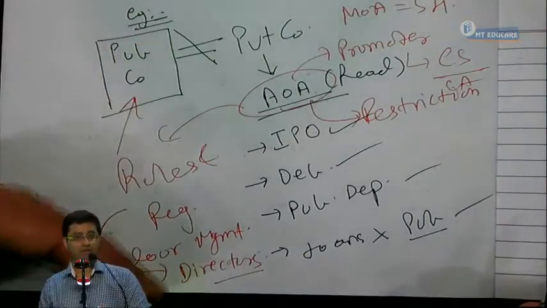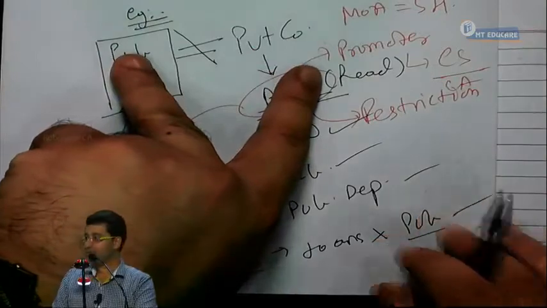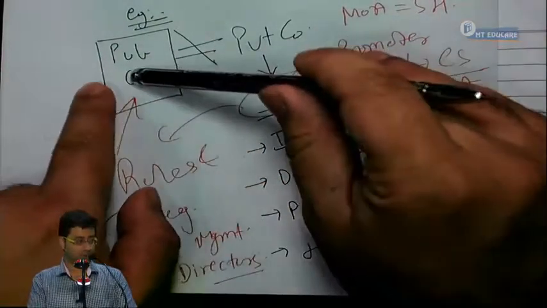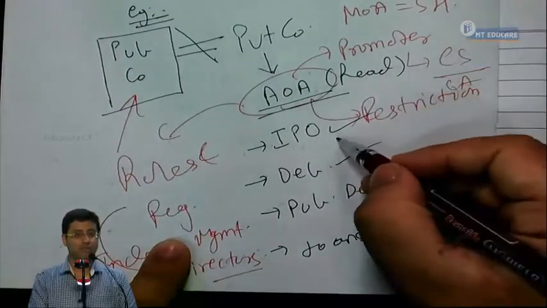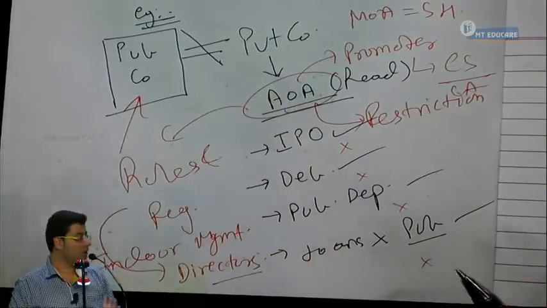And once it is conveyed to the directors, later on you can differentiate whether a company is a private company or a public company. If it's a public company, then all these restrictions won't be there, because these are restrictions only meant for a private company.